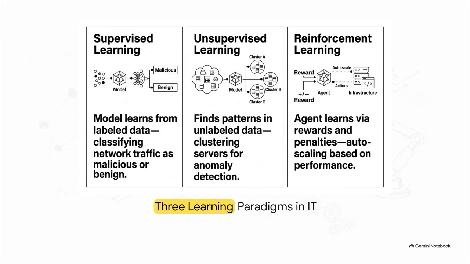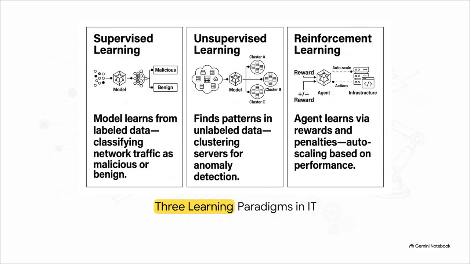Next, we have unsupervised learning. This is when you've got this massive pile of raw data with absolutely no labels at all, and you need the algorithm to find the hidden patterns. Think about clustering servers with similar, kind of weird behaviors to spot anomalies you didn't even know to look for. And finally, there's reinforcement learning.